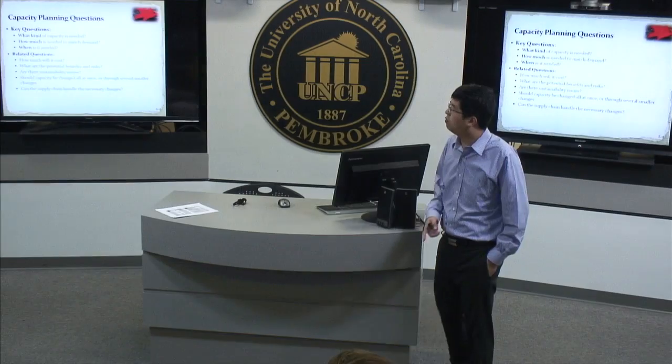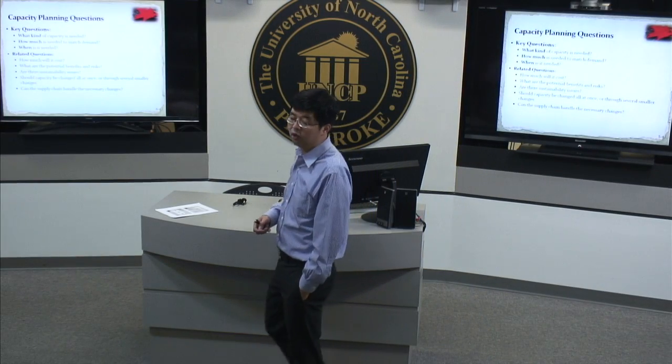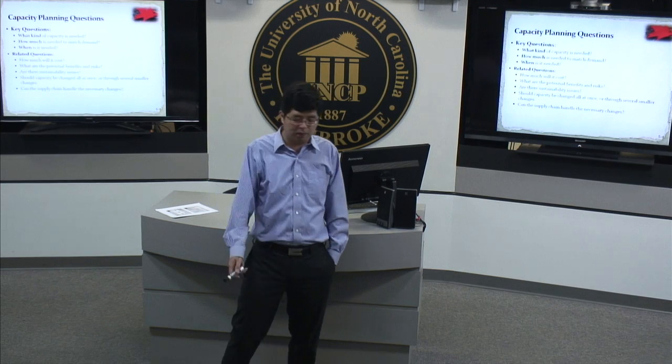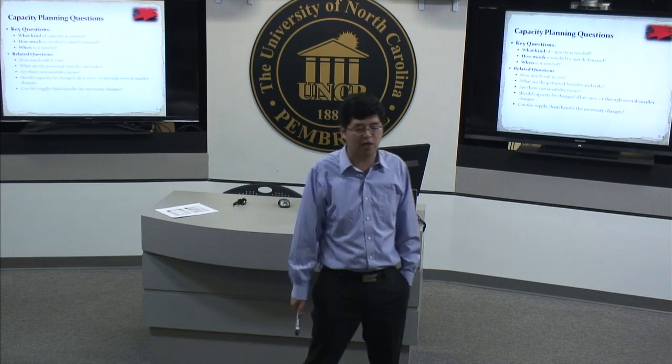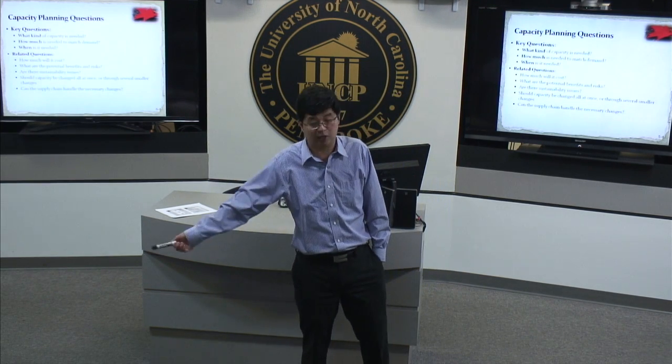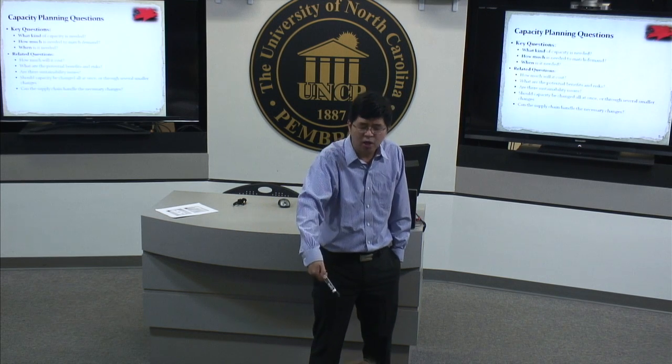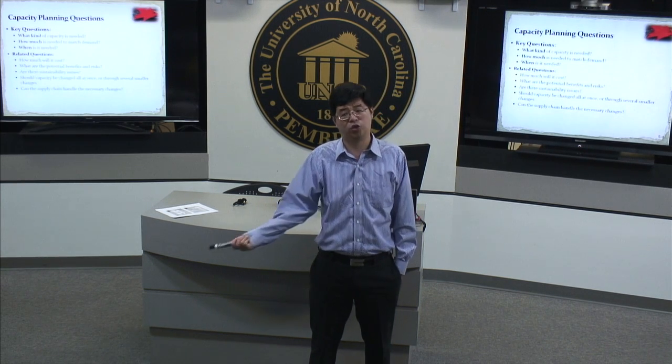Long-term forecast is very inaccurate. So you tell me, okay, you say UNC Pembroke will increase students by 25%. You need to tell me when will it happen. If it's happening in 2018, 2020, 2025, it's a huge difference.